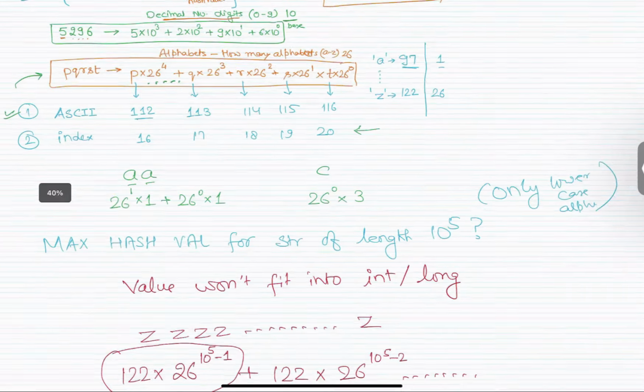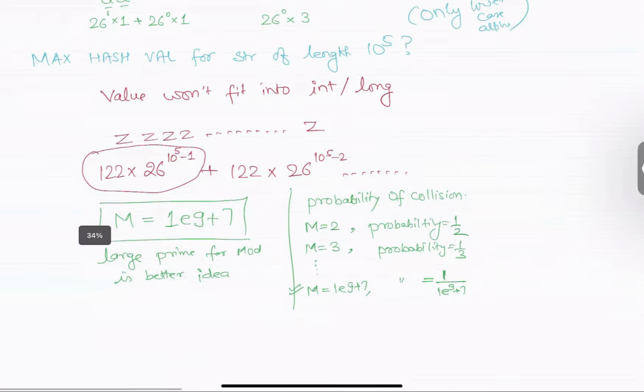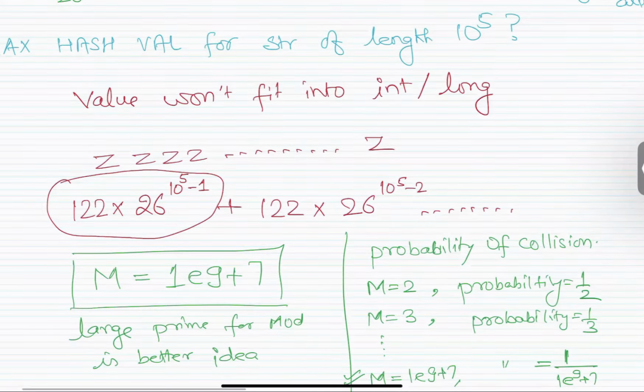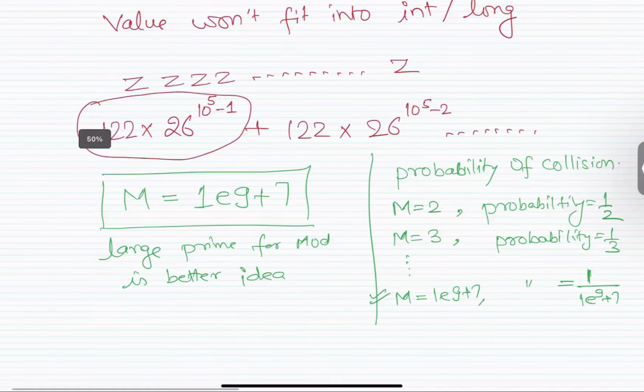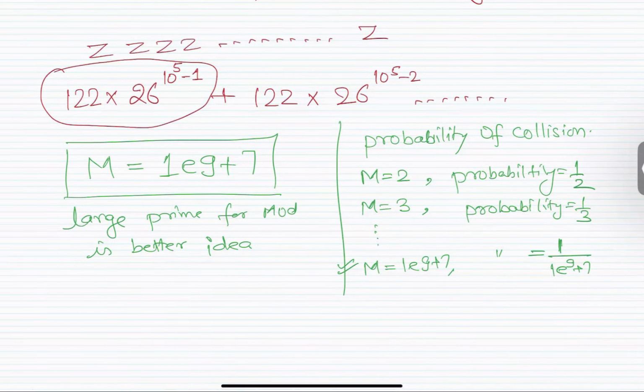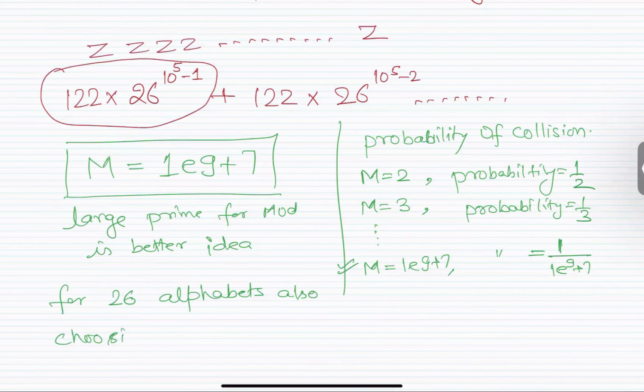Okay. Now another thing, because we talked about collisions and primes, research and theory also says that for 26 alphabets also, choosing the base as a prime number is better. Choosing a prime base is a better idea.